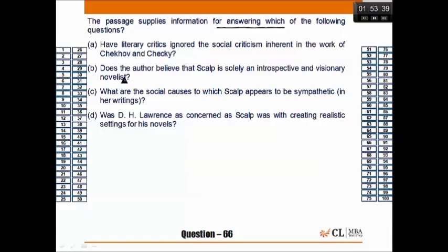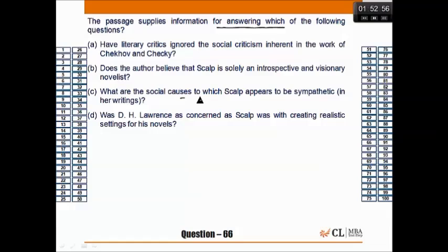A. Have literary critics ignored the social criticism inherent in the work of Chekhov and Chekhov? Okay. Does the author believe that Sculp is solely an introspective visionary novelist? What are the social causes to which she appears to be sympathetic in her writing? I think C. Was D.H. Lawrence as concerned as Sculp is realistic? What were the social causes? What are the social? Ah, this is confusing. Leave it, leave it, leave it. It's always this sort of confusing. Maybe I'll have to go for one more reading. Not worth it for one question, right? We already solved four questions, so I'm going to knock this off. Not even going to come back and look at this one.